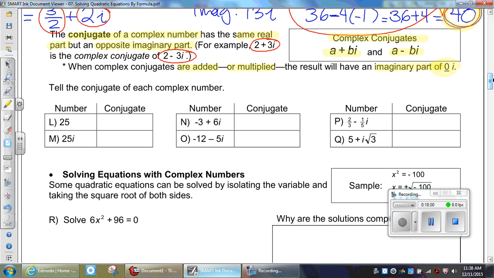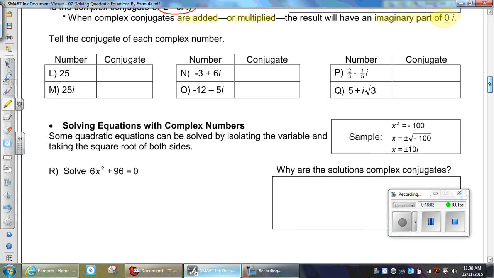Okay, so we're going to write down the conjugates of all these numbers here. Before I do that, I would like to write them in standard form. So this is 25 plus 0i. The one here is actually 0 plus 25i. Okay, so Jasmine, what will be the conjugate of the first one? Letter L. So the real part should be the same, and the imaginary should be the opposite. So it would be 25 minus 0i. Yes, very good.